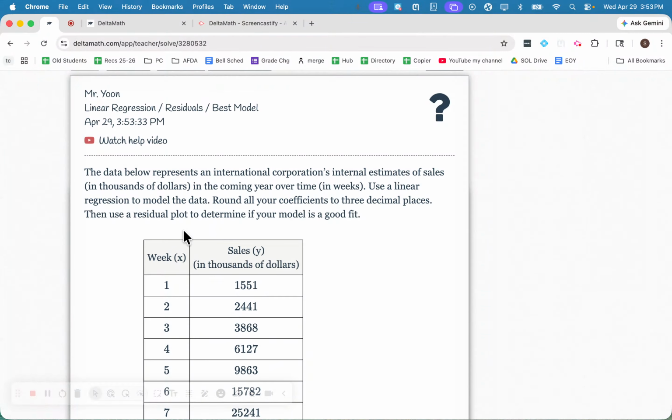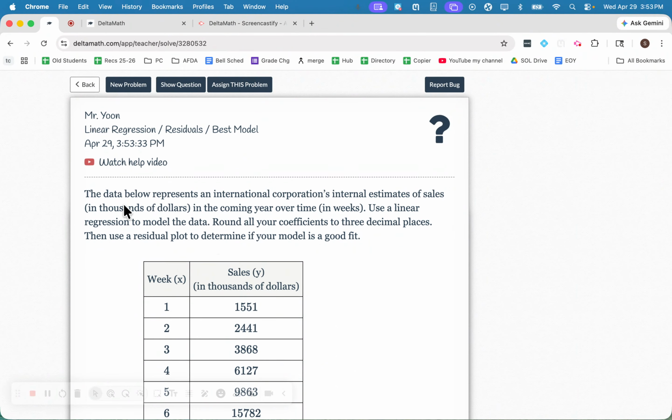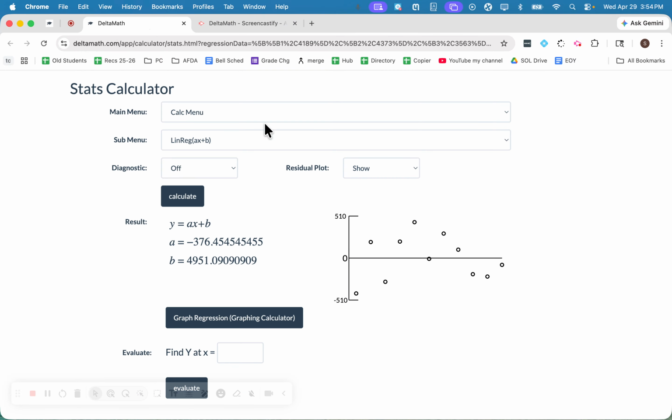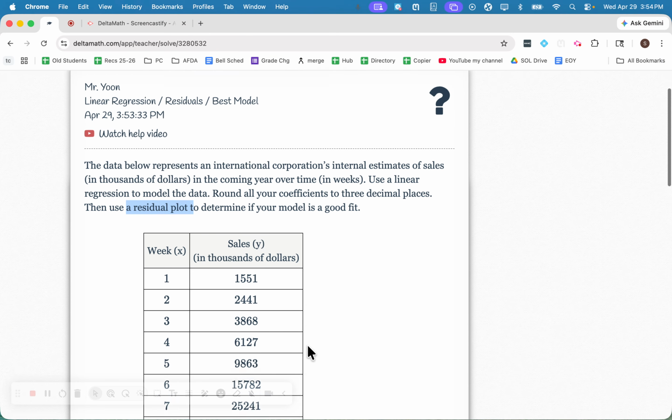But you may get a problem like this. It's very hard to tell by looking at the data about the residuals. But the data below, same thing. Here's a company, here's their sales. They want a linear regression, so go ahead and do that just like you did before. Round your coefficients to 3 decimal places just like before, but use the residual plot to see if your model is a good fit. So when you go into the calculator and hit show residual plot, and this is our last problem, I'm going to skip to the solution.